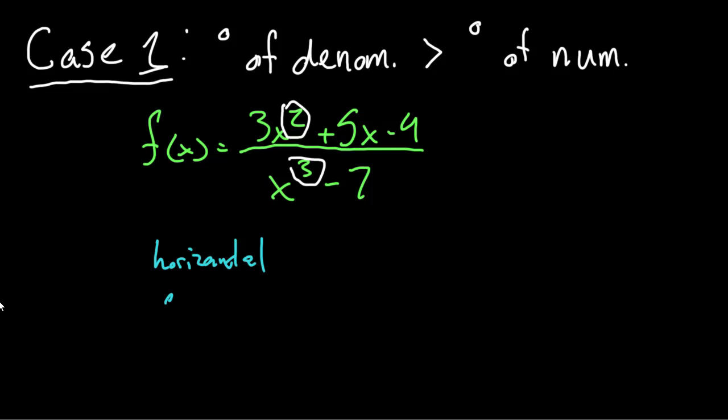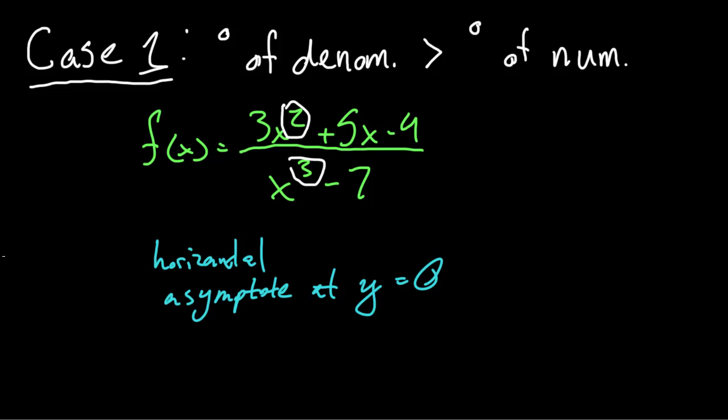Let me just write this out. Horizontal asymptote at y equals 0. So anytime we have the degree of our denominator being greater than the degree of our numerator, there will be a horizontal asymptote at y equals 0. And if you don't believe me, you can plug this function into a calculator, graph it, and see for yourself. Now, that was pretty simple. So let's move on to case 2.